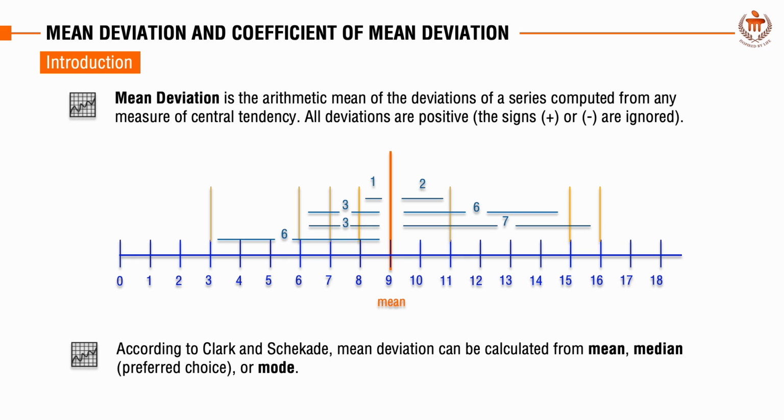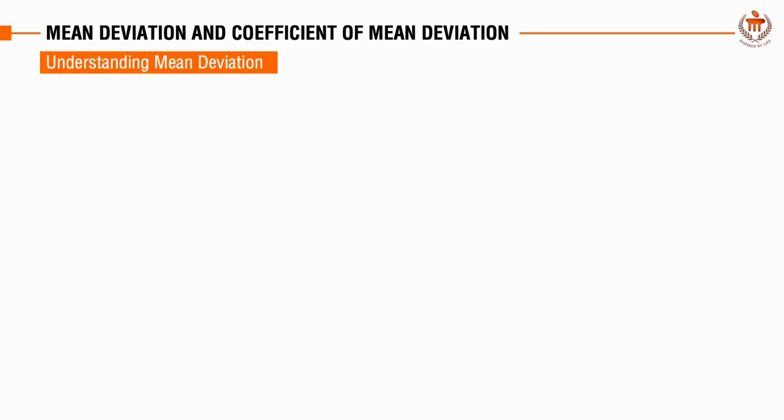According to Clark and Swigert, we usually compute mean deviation about any one of the three averages: mean, median, or mode. Sometimes mode may be ill-defined, so mean deviation computed from mean and median is much better. Median is the preferred choice between mean and median. Whenever we are calculating mean deviation, computing it from the median is better than working on mean or mode.